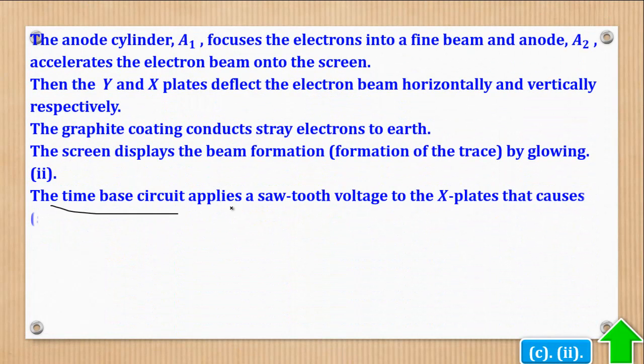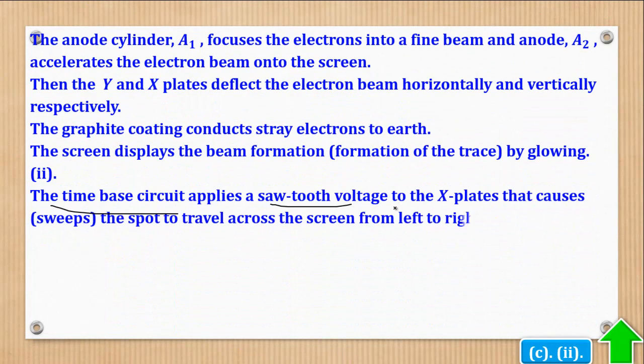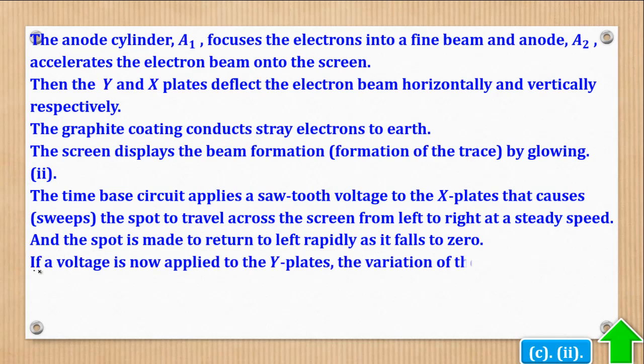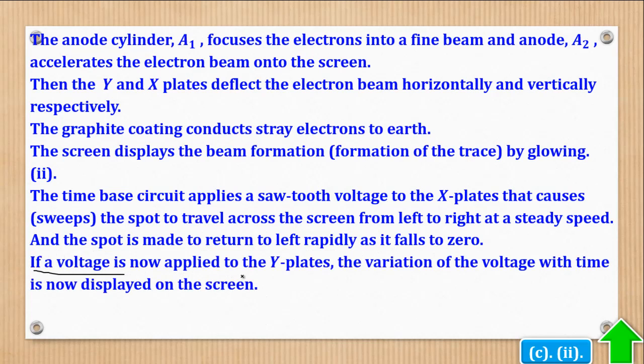So the time base circuit applies a sawtooth voltage to the X plates that causes the spot to travel across the screen from left to right at a steady speed. And the spot is made to return to the left rapidly as the voltage falls to 0. So if a voltage is now applied to the Y plates, the variation of the voltage with time is now displayed on the screen.